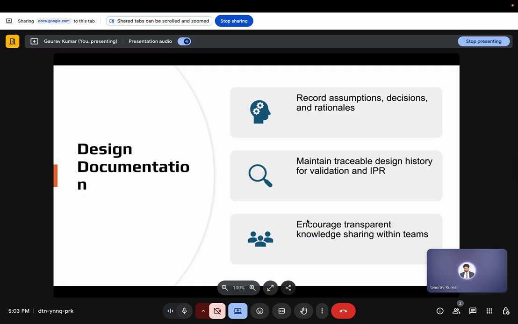Now moving towards design documentation. We capture the assumptions, decisions, alternatives, and rationale. Artifacts include the spec, functions, structures, morphological chart, QFD, reviews, risk, and test. Documentation enables onboarding, audits, IP, and learning transfer.